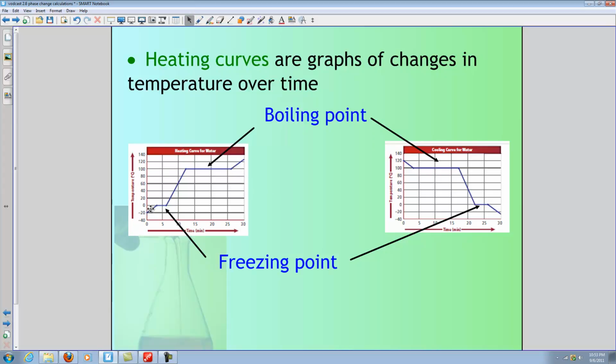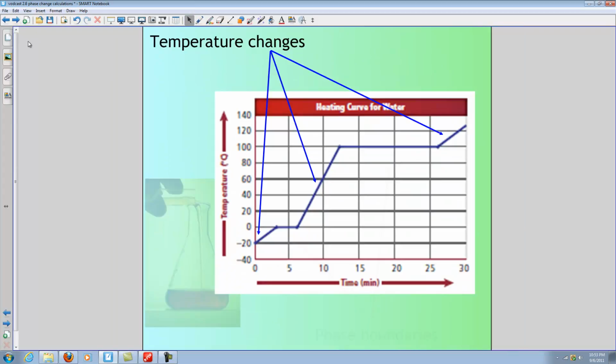You always know it's a heating curve if it's going up to the right. You'll know that it's a cooling curve if it's going down to the right. Same basic principles though. Sloped parts are the temperature changes. Flat parts are boiling and freezing point. We'll do a little worksheet activity to get you a little bit more familiar with that.